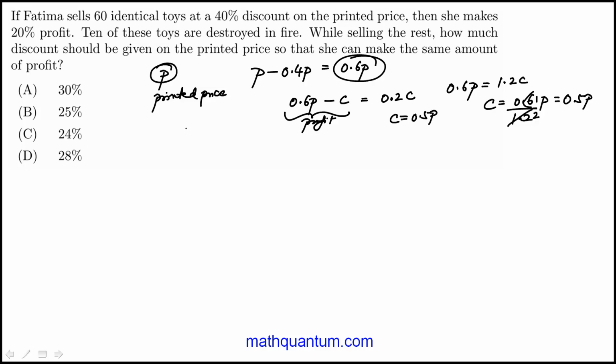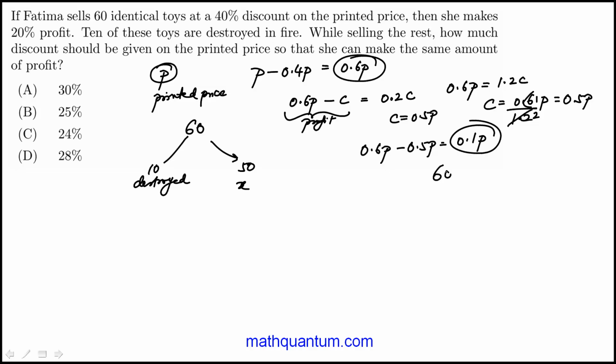Now, 10 of these toys, so we have a total of 60, 10 are destroyed, and then 50 are going to be sold at some price. Let's call that X. Then the total profit, we need to have the same amount of profit. So here, in the original case, the profit for each of these toys is 0.6p minus C. C is 0.5p. So it's 0.1p.